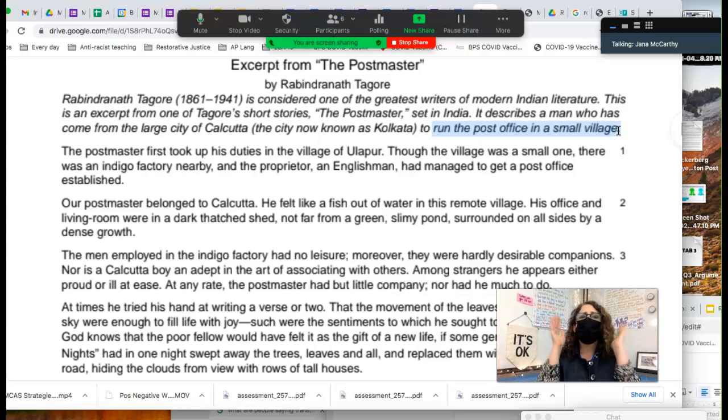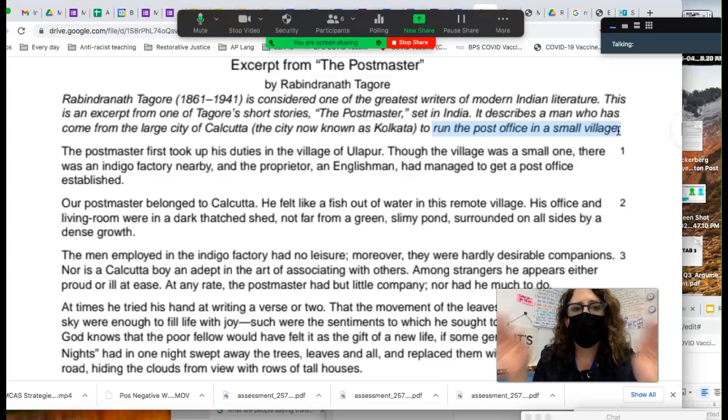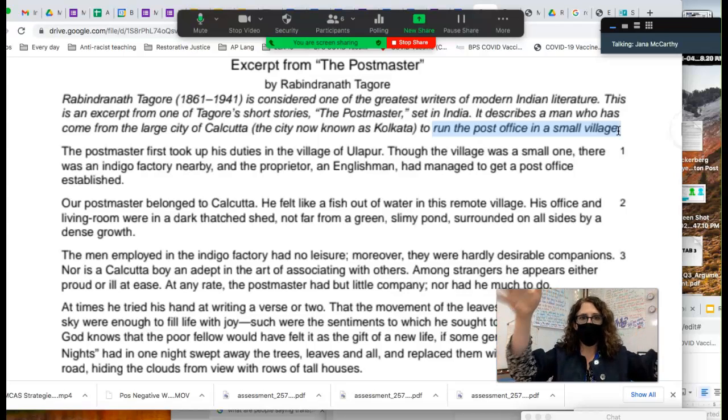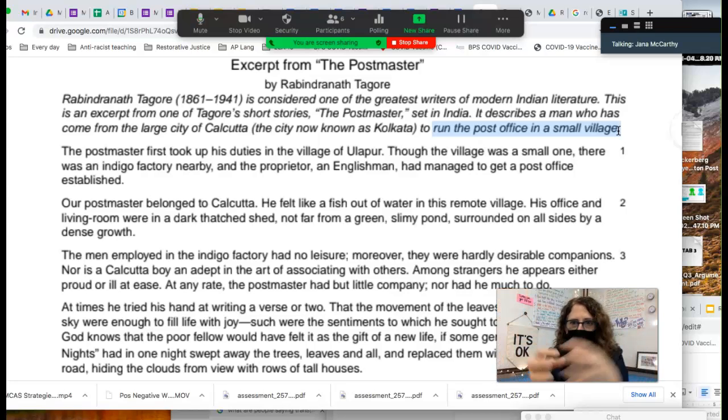This is so important, you guys. Not even part of the story. But this man is coming from a large city to a very small village. Okay, put that in your head. Now I'm going to go to paragraph 2, which is the paragraph that the question told us to go to.